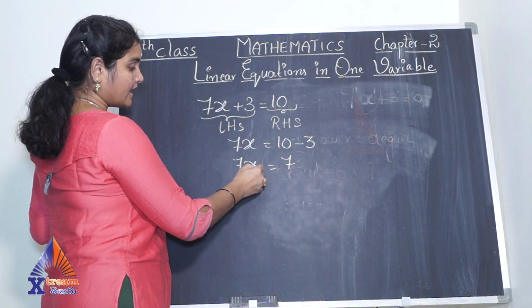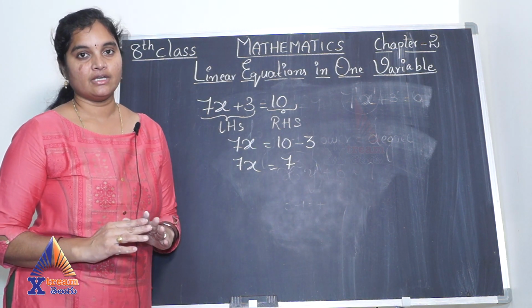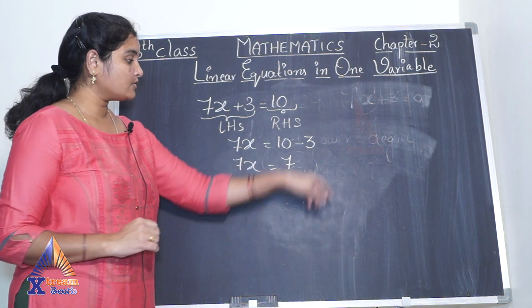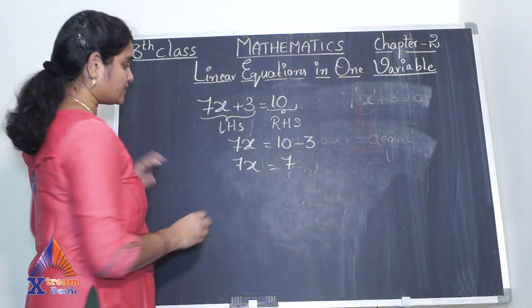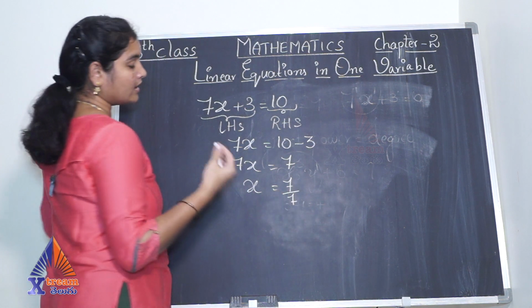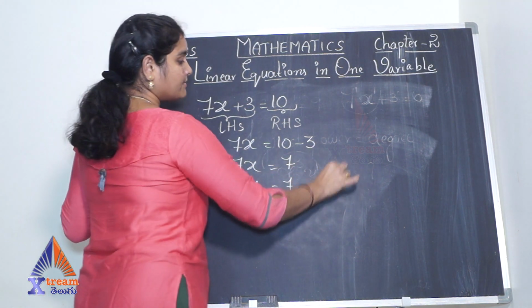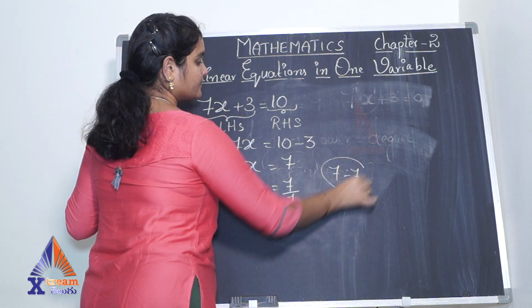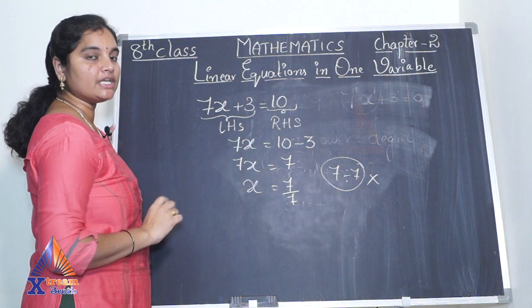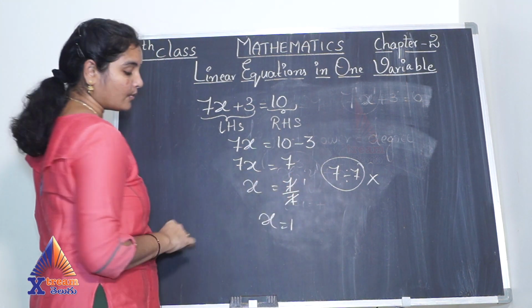Now here 7 and x, the relation between the 7 and x is multiplication. So when this multiplication goes to the other side, it becomes division. As you know, in algebra we use the fraction form of division, not the basic form of division. This we don't use while solving the equations. So x value is 1.